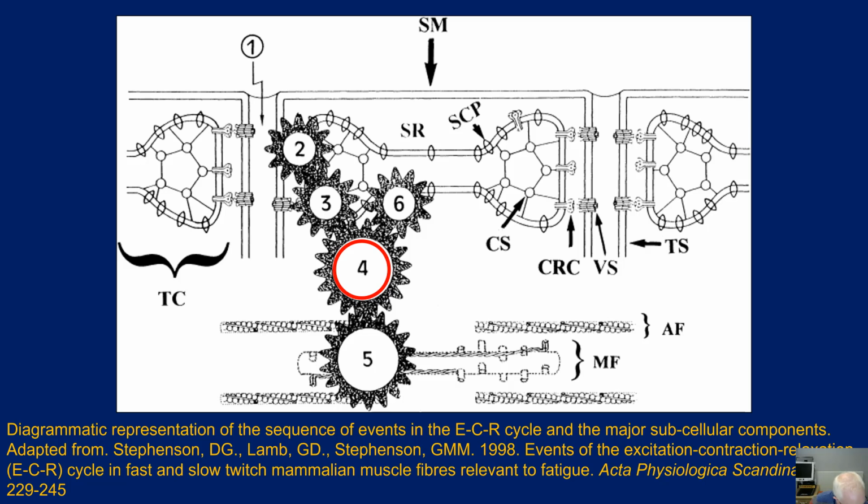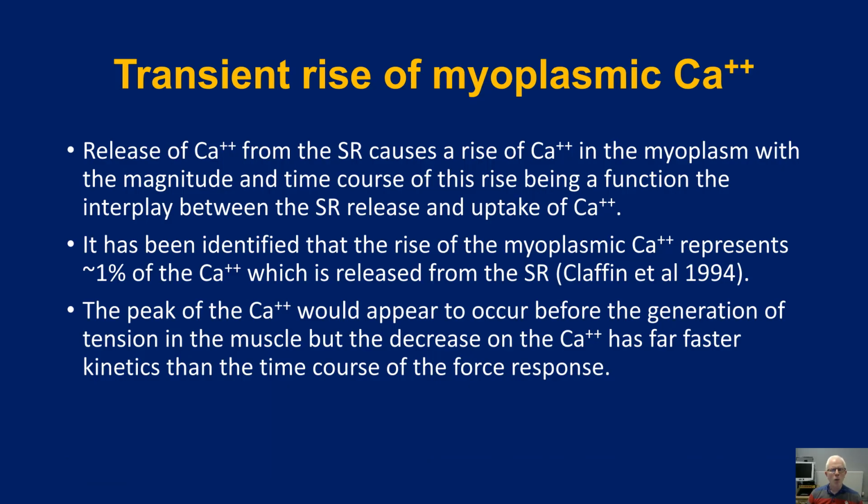Then we come to part 4 of this process, which is the rise of what is called myoplasmic calcium. Now the calcium is being released from the sarcoplasmic reticulum, remember, that's where it's been stored, and it causes a rise in the myoplasm. By myoplasm I mean within the sarcomere of the fibre, within the cell structure of the fibre. The magnitude and time course of this rise is a function of the interplay between the sarcoplasmic release and the uptake of calcium. In other words, how many channels are open, how long they're open for, and what that concentration gradient is.